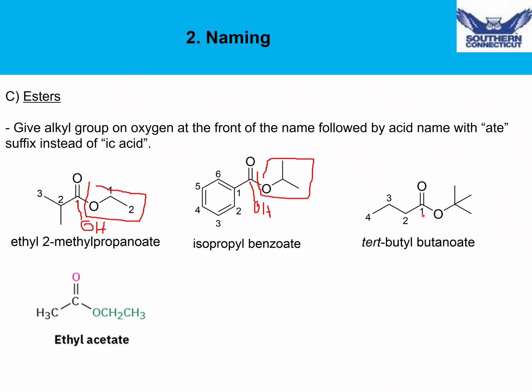The next example has a tert-butyl group on the ester, so that goes in front, tert-butyl, followed by, we have 1, 2, 3, 4 carbons, so that is named as butanoate. This last simple example has an ethyl group on the oxygen of the ester, so it's named as ethyl, and then the rest of the molecule is named as acetate, since it comes from acetic acid.